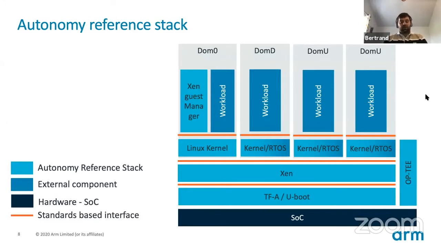This slide shows the blocks of a system based on the autonomy reference stack. All components in light blue are the focus, or will be the focus, of the stack. First, you have a firmware based on Trusted Firmware from ARM and OP-TEE. You have the Xen hypervisor, a Dom0 Linux with tools to manage guests, and then guests based on Linux, but those could also be based on other RTOS. And those guests will contain the actual workloads of the system.